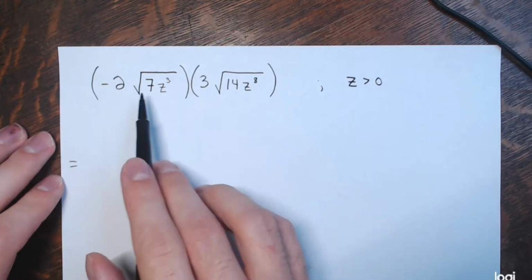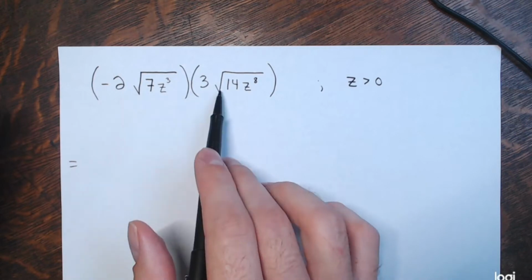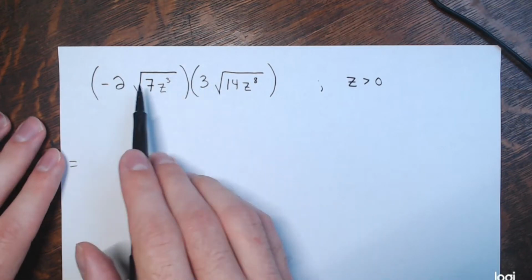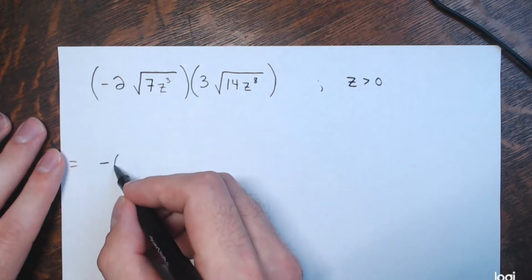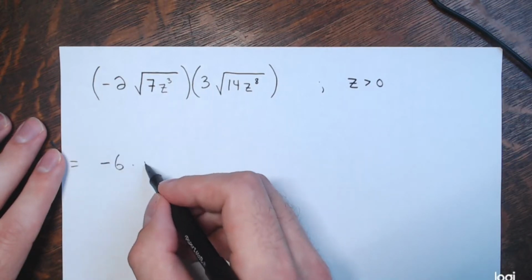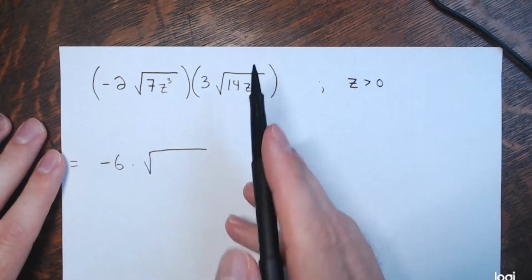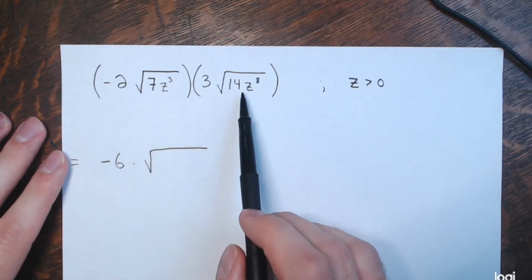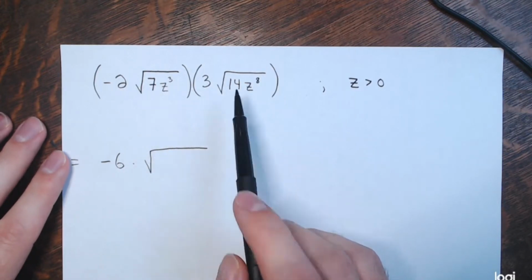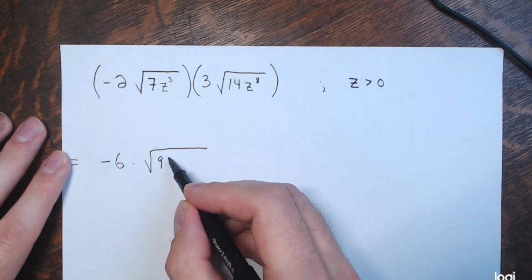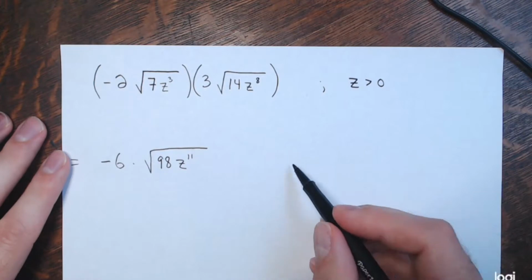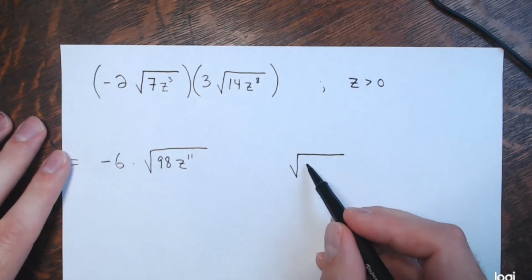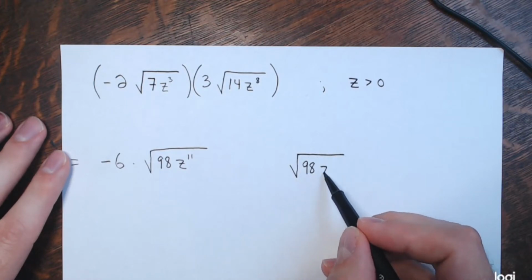There's no single term times a single term. Let's multiply the non-radical factors. Negative 2 times 3 is negative 6. Times, and then the square roots together. Square root of 7z cubed times the square root of 14z to the 8th would be the square root of 98, 7 times 14, z to the 11th. And off to the side, I'm going to simplify that, right? The square root of 98, z to the 11th.